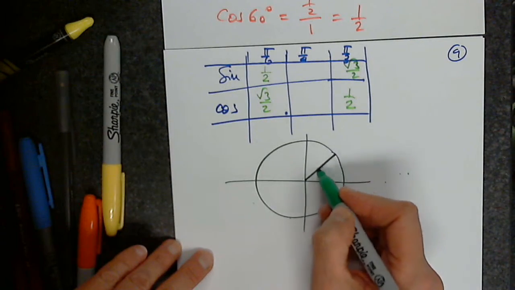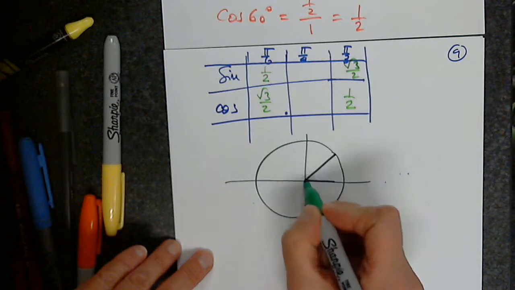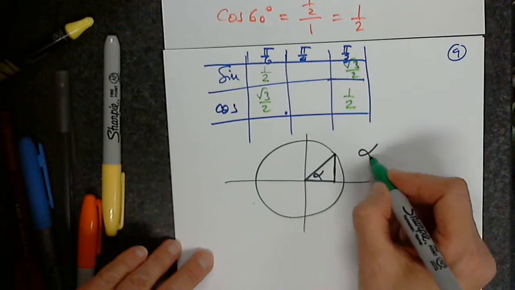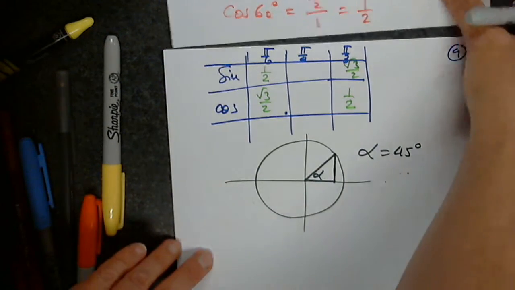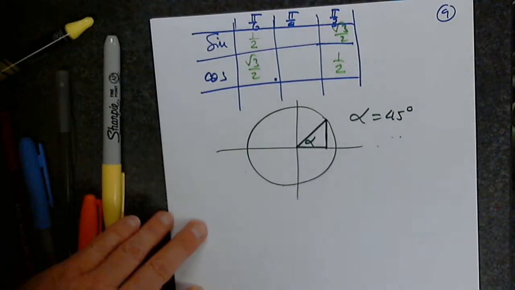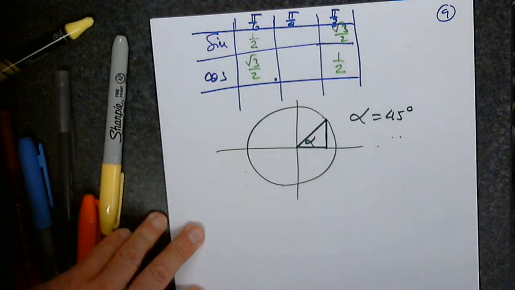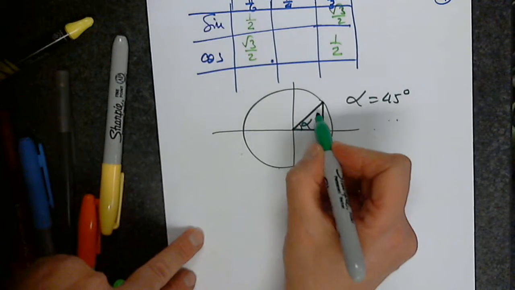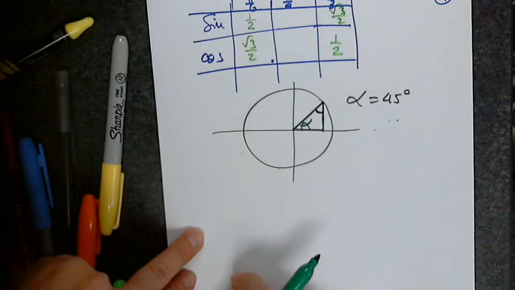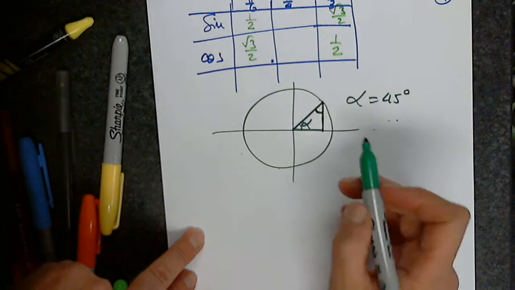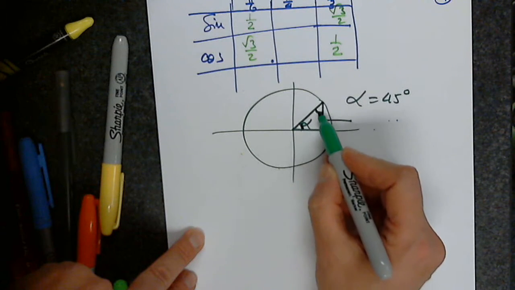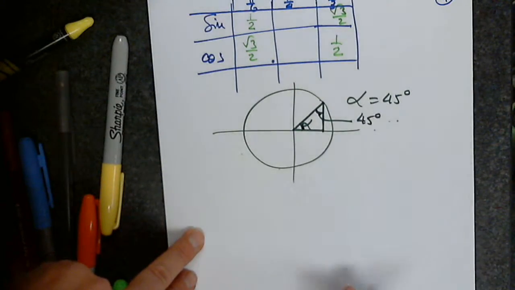Right here in the middle, 45. So this is alpha now. Alpha equals 45 degrees. What do I know? If alpha is 45, what do I know about this angle right up here? If this is 45, what do I know about this one? 45. Very good, also 45.